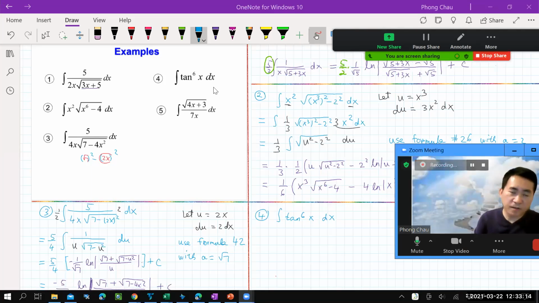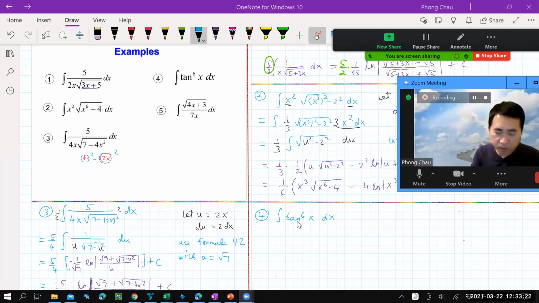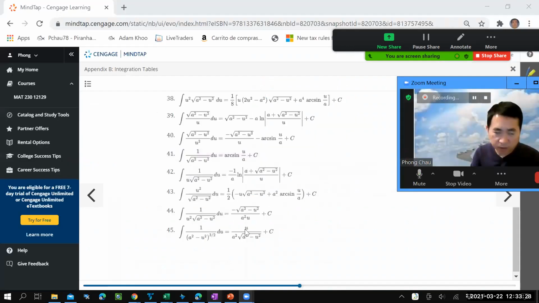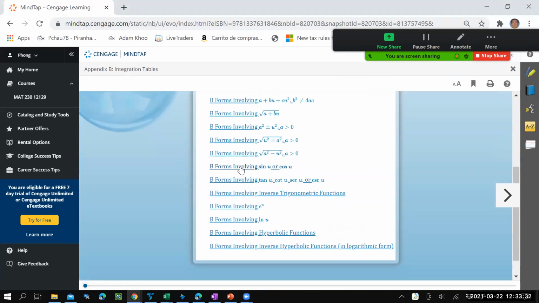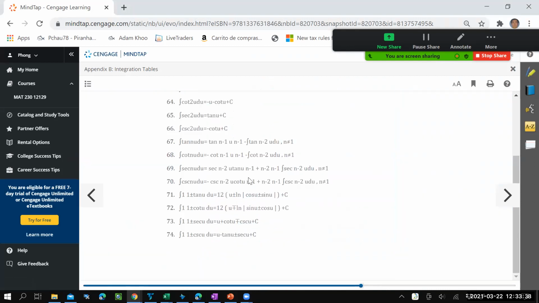Now look at example 4. The integral of tangent to the 6. See, this one is a bit different, right? The formula is involving the trig. So let's look up to see if we can find anything with tangent. So we're going to be in the form of tangent, cotangent, secant, right? So these are the group.